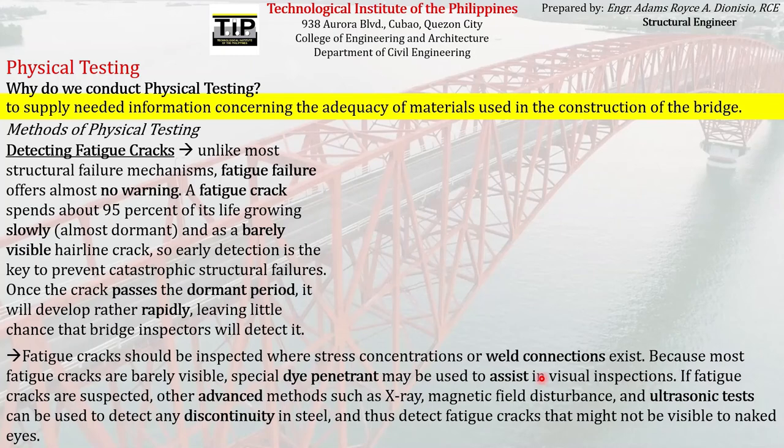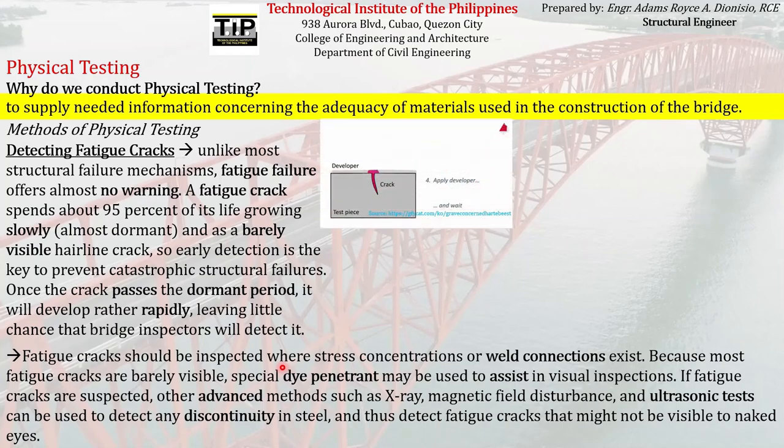So usually fatigue cracks occur on those locations of stress concentrations or weld connections. That's why in actual practice, we usually conduct a series of tests on weld connections, most especially to detect early fatigue cracks. So in the industry, we usually use a simple method of detecting fatigue cracks, such as the dye penetrant test. So the dye penetrant test looks something like this.